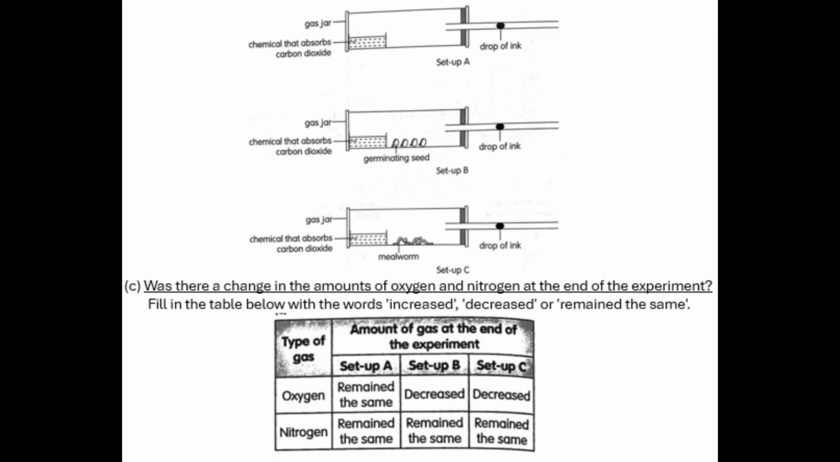C. Was there a change in the amounts of oxygen and nitrogen at the end of the experiment? Fill in the table below with the words increased, decreased, or remained the same.